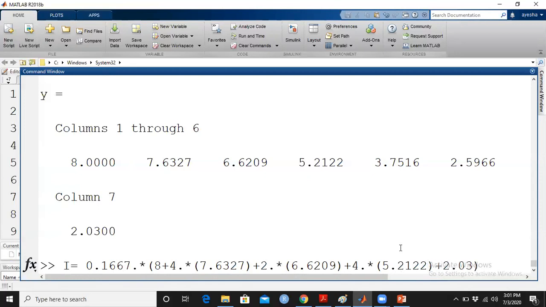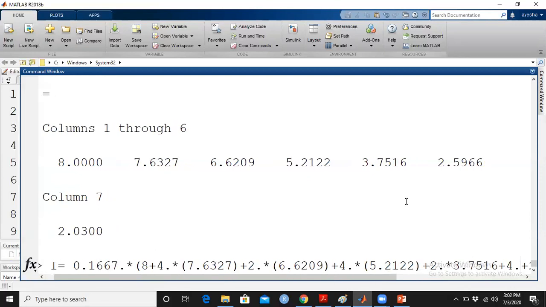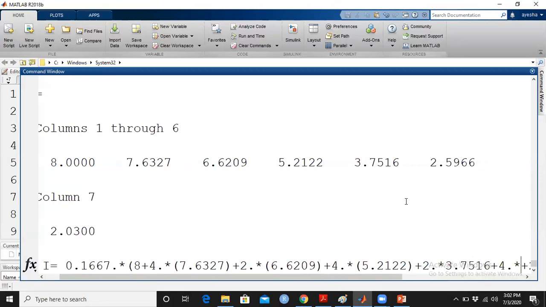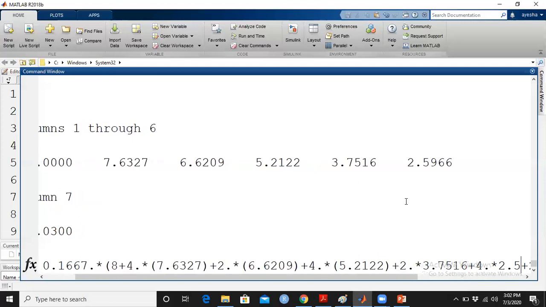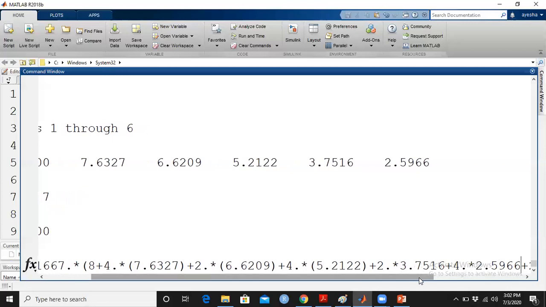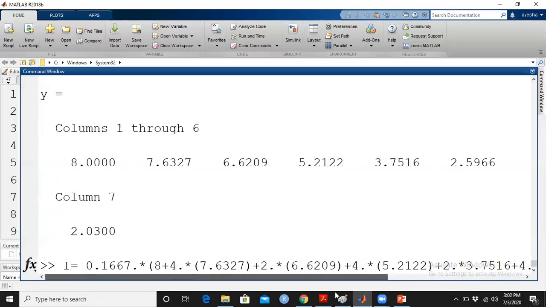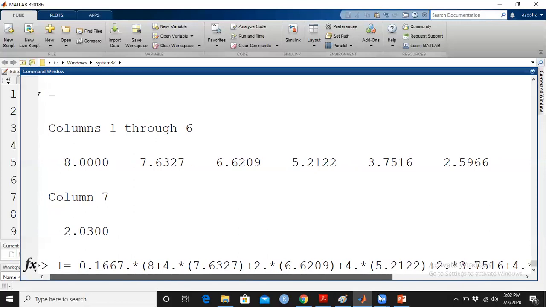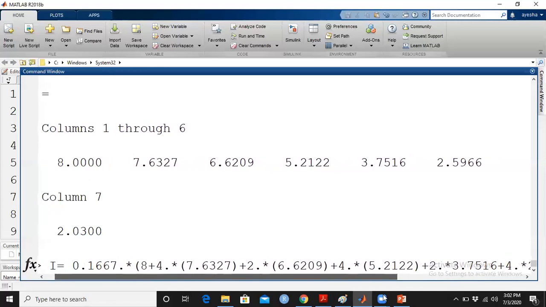Now, students, I have more points. I will say 4, 2, 4, 2, 4. Remember that. So 2 times this value, 3.7516, plus 4 times 2.596. And let me check the last point. f(b) shall remain the same, and f(a) shall remain the same.